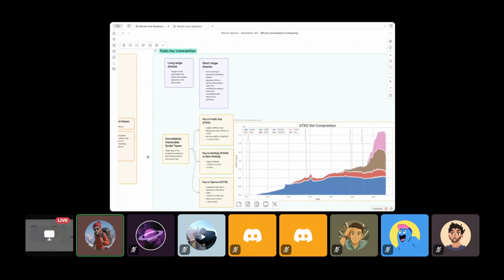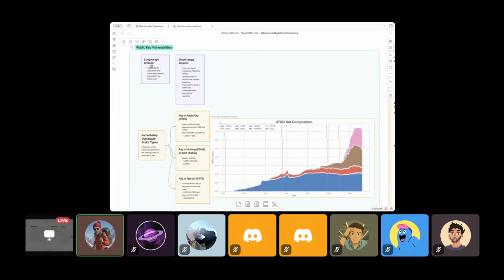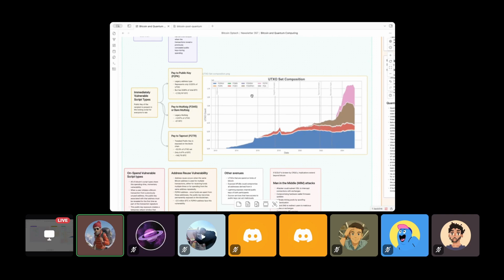Then we looked into the public key vulnerabilities. Considering that the elliptic curve discrete log problem will be the one to be broken by quantum computers, we had a look at what types of public keys out there in the network are vulnerable and how vulnerable they are. We differentiated between two types of attacks: long range attacks and short range attacks. And we also had a look at the UTXO set, where we stand now, which is the most predominantly used address type, and how vulnerable it is.